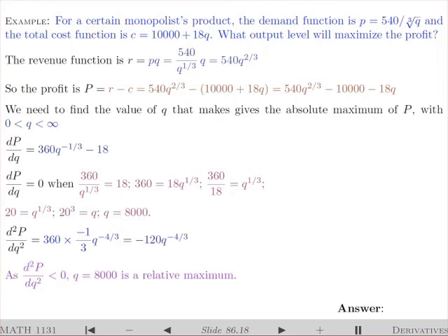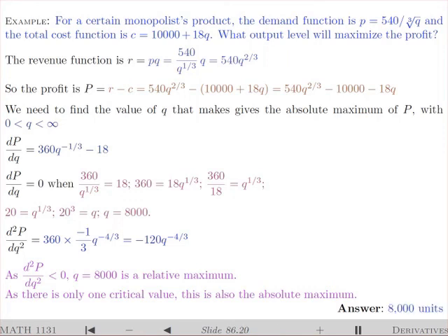So that means that by the second derivative test, 8,000 is a relative maximum. Since there is just one critical value and it's a relative maximum, the critical value is also the absolute maximum. So the absolute maximum occurs when Q is 8,000. So the output level that gives the maximum profit is 8,000 units. This concludes this example.